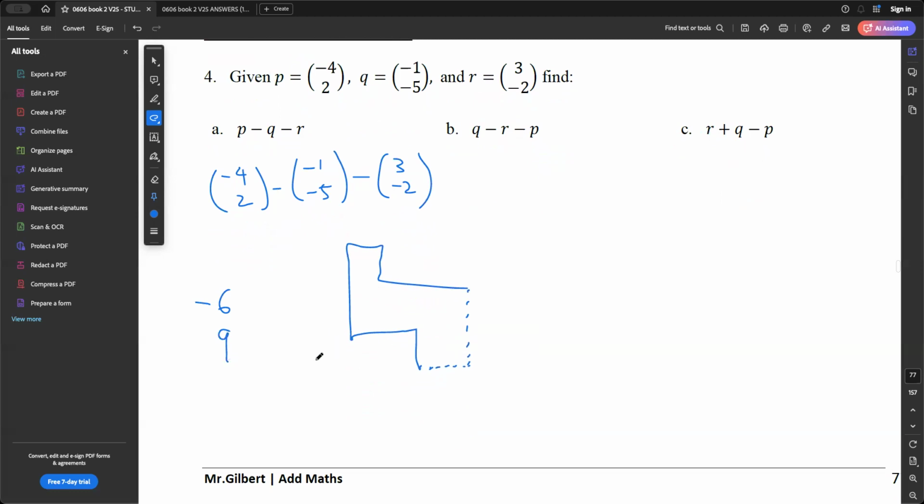But this doesn't look right. Oh, yeah. For the top, it was negative 6, 5, 2 plus 5, 7 plus 2.